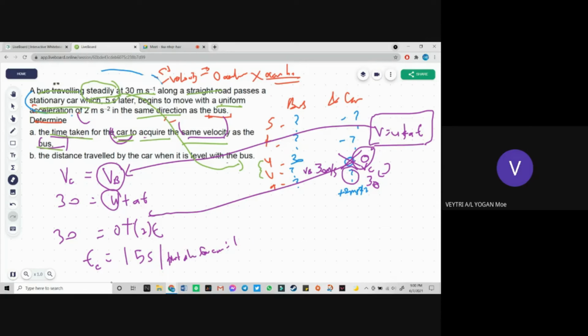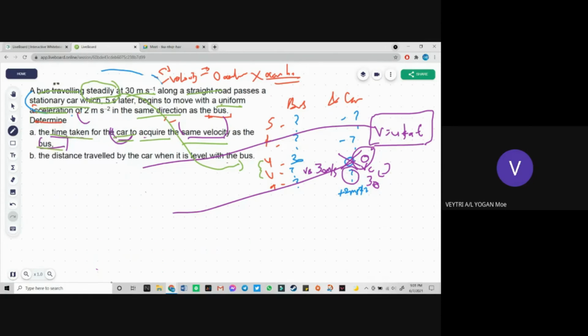Alright, erase here. Let's try question B. B, the distance travel, distance apa? S kan sekarang dia dah jadi scalar quantity. No more vector quantity, okay? Tapi jangan risau sebab dua-dua same direction. So, it wouldn't matter much, alright? Distance travel by the car when it is level with the bus.